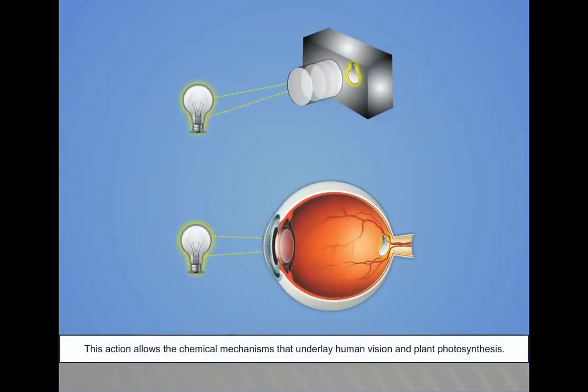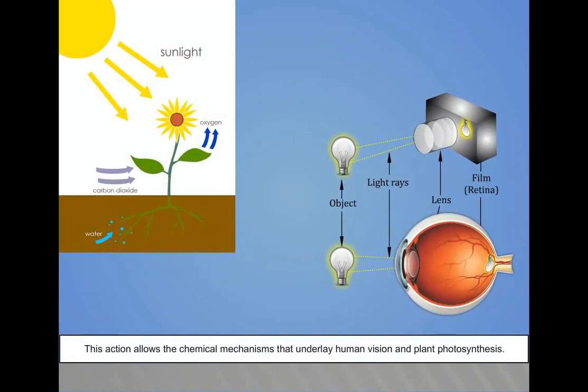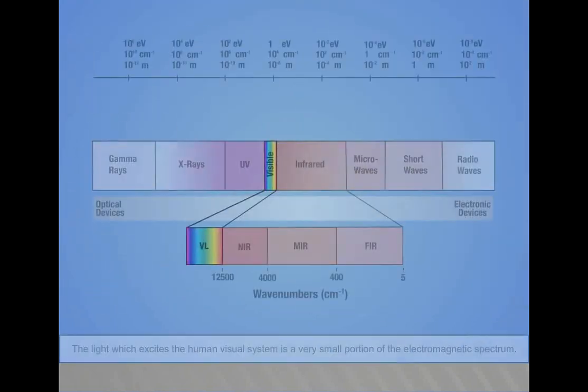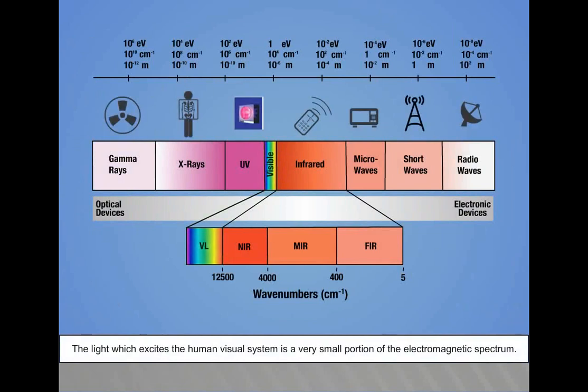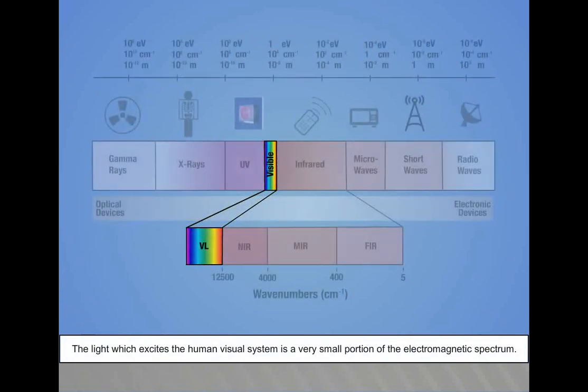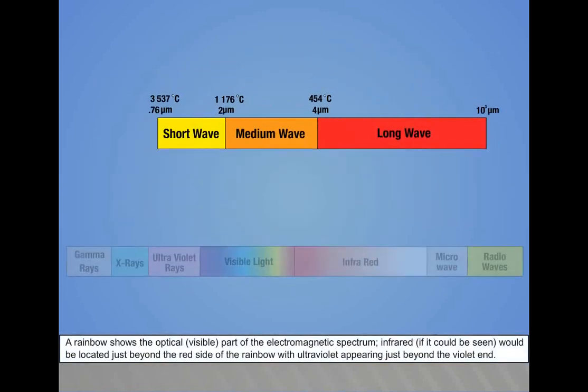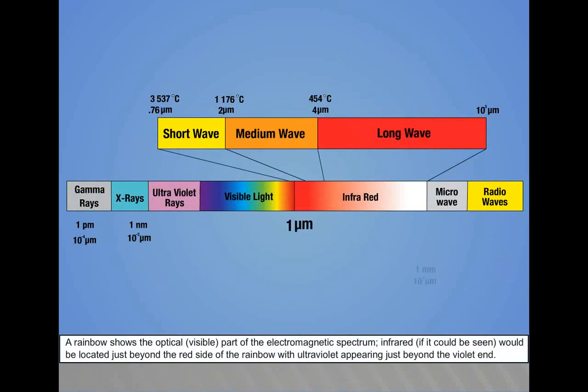This action allows the chemical mechanisms that underlie human vision and plant photosynthesis. The light which excites the human visual system is a very small portion of the electromagnetic spectrum. A rainbow shows the optical visible part of the electromagnetic spectrum. Infrared, if it could be seen, would be located just beyond the red side of the rainbow, with ultraviolet appearing just beyond the violet end.